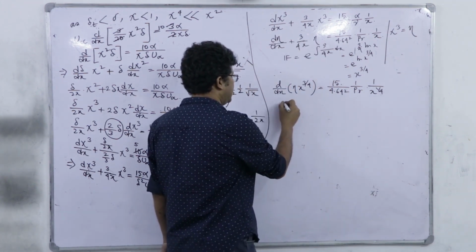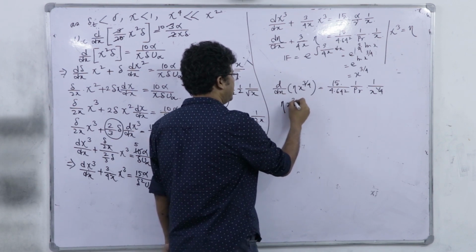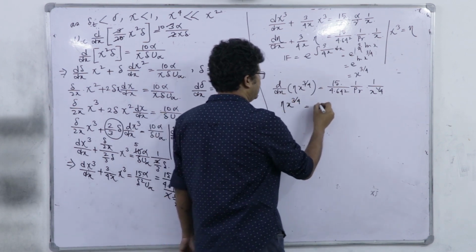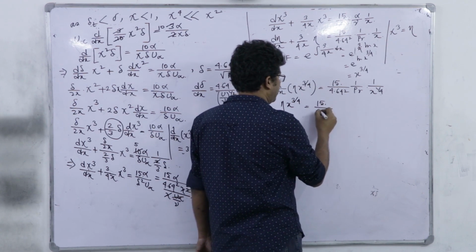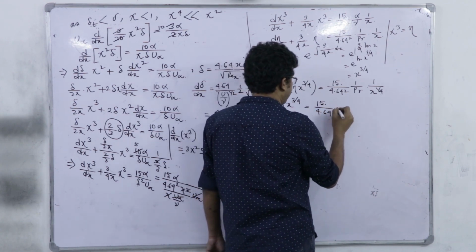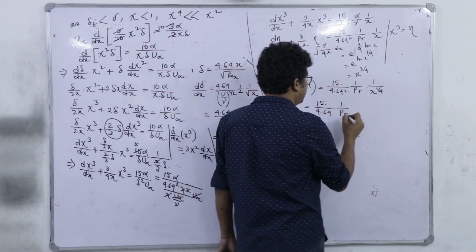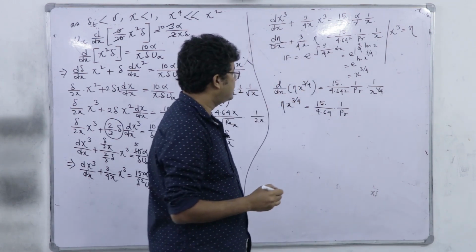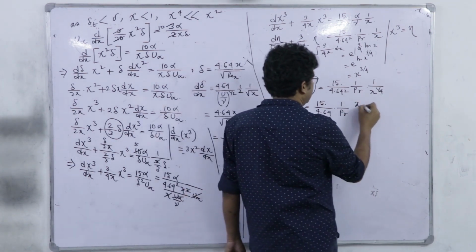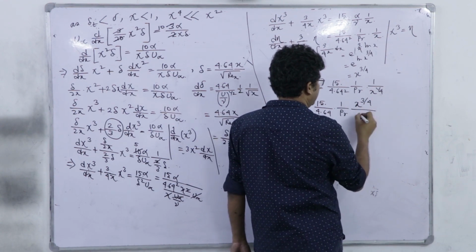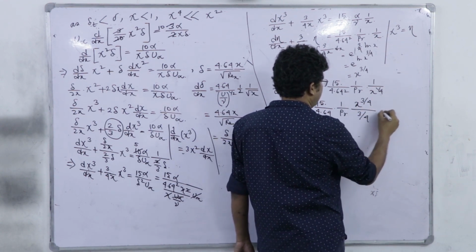So, if you integrate, it will be eta into x to the power 3 by 4 is equal to 15 divided by 4.64 into 1 by Prandtl number, the x to the power minus 1 by 4, integral will be x to the power 3 by 4 divided by 3 by 4 plus C1.